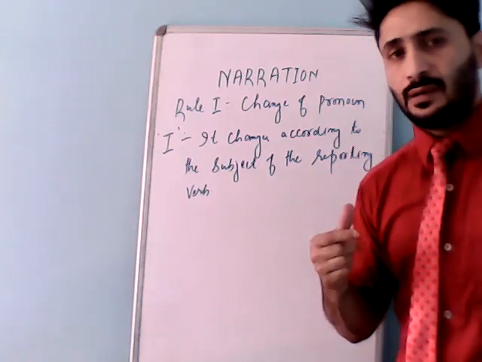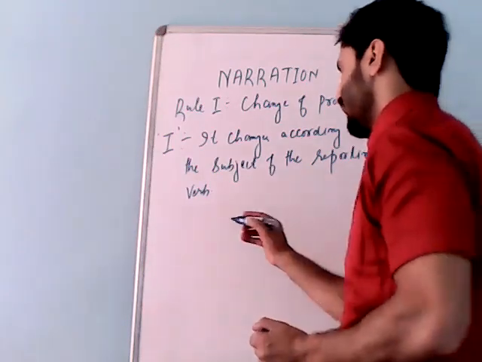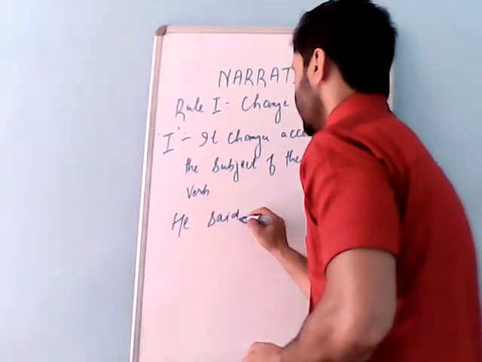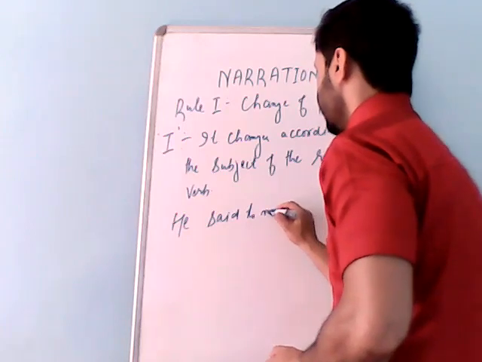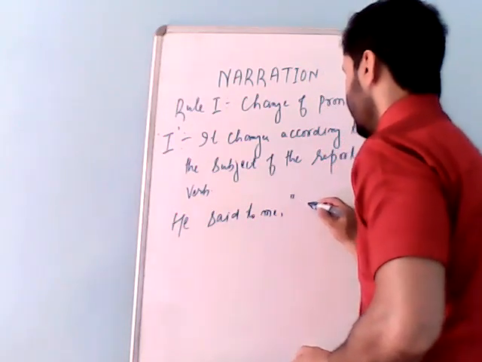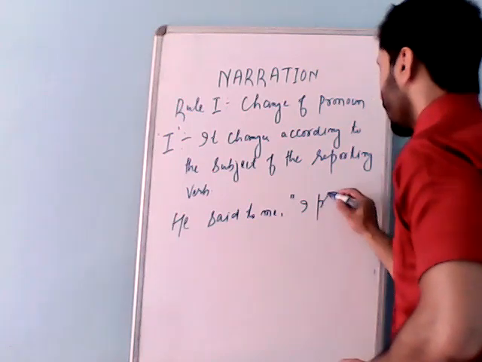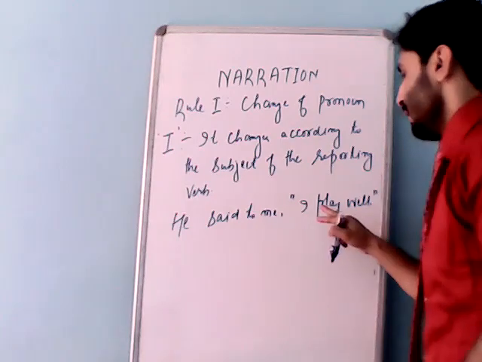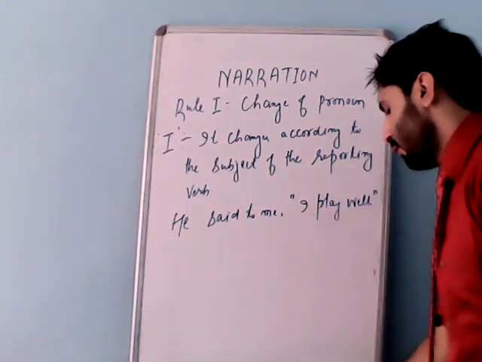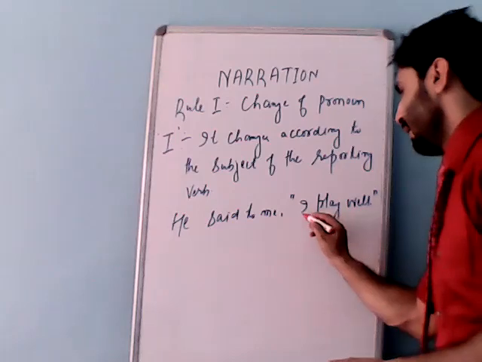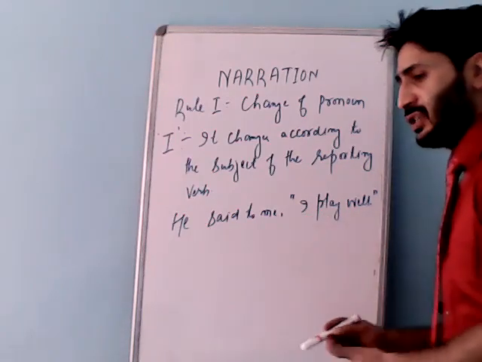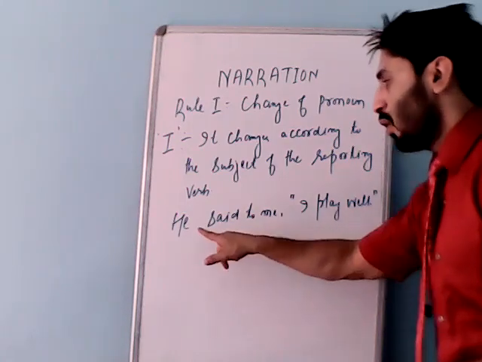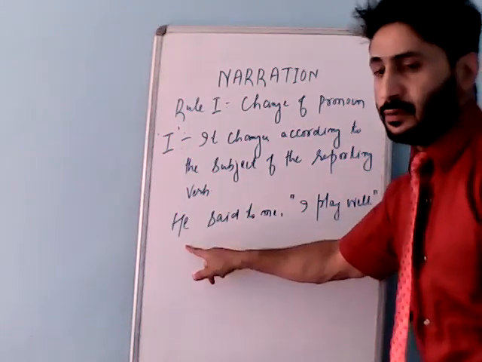Let me explain this by giving some examples. He said to me, "I play well." So here you can see we have the pronoun I, and when I change the sentence from direct to indirect speech, it will change according to the subject in the reporting verb.